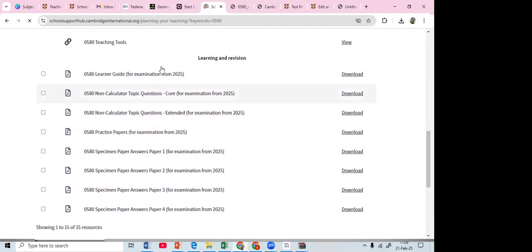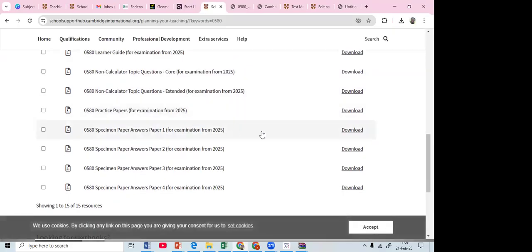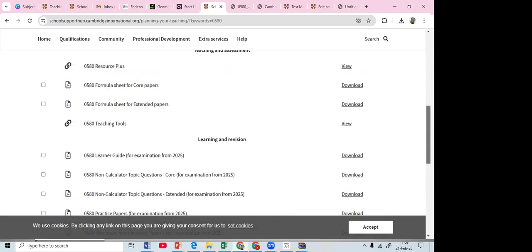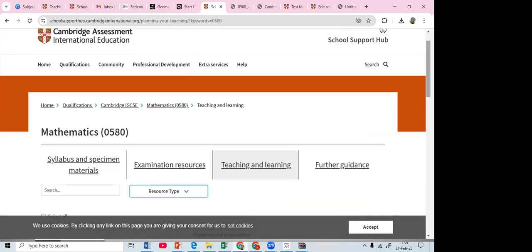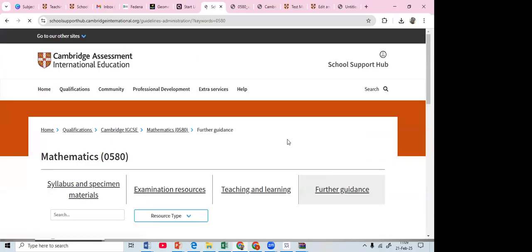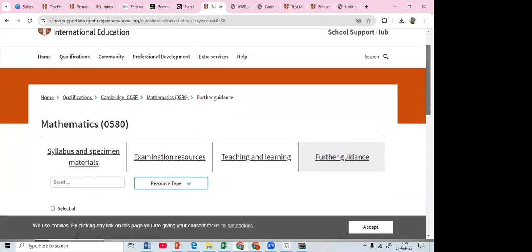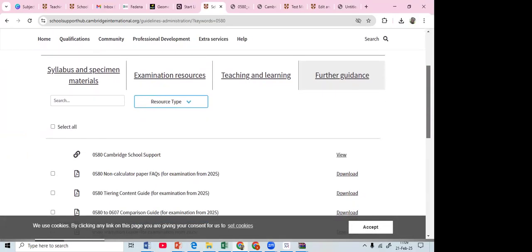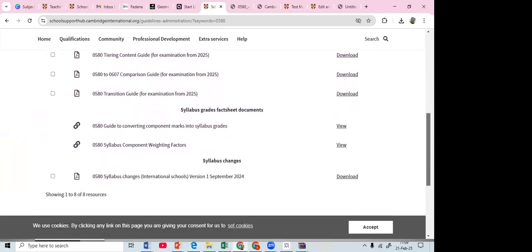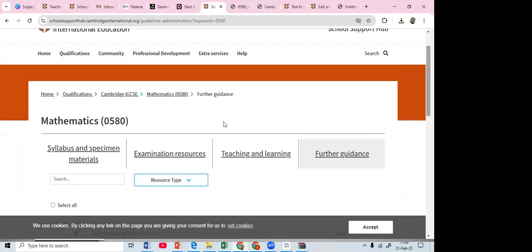Even you have seen that here, they have guided you. The topic questions for core, the topic questions for people who are doing extended, the specimen answers, what they expect, how to expect the learners to answer, and other things. The only thing is that at times they limit, they give you further guidance in case you want certain books to use. They will guide you that we recommend this book, we recommend this book and other books.